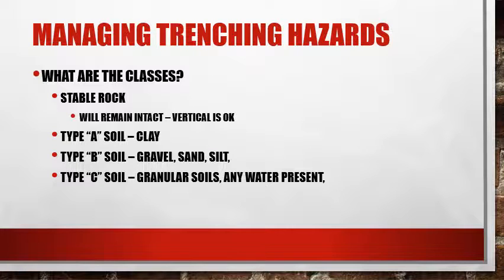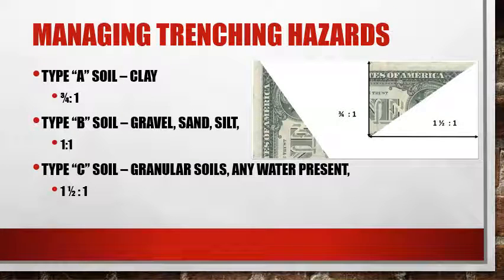So if it's a type A soil, the slope has to be 3/4 to 1. For every 1 foot dropped, 3/4 over. For type B soil, you're looking at 1 foot drop, 1 foot over. And for type C soil, for every 1 foot drop, you go over 1.5 feet. If there is rain in the forecast, you have to consider your soil to be type C.